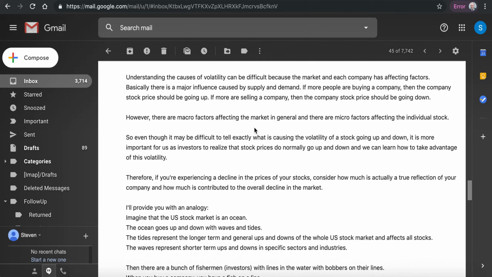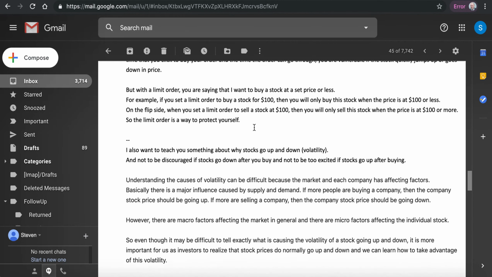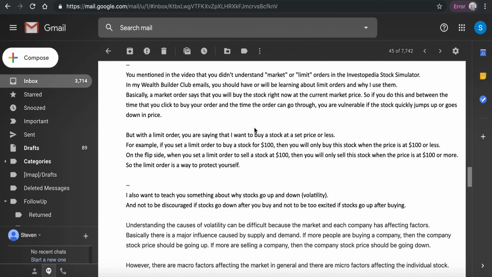He sent me back this long email responding to my comments in it. So you can see here, you mentioned in the video that you didn't understand market or limit orders in the Vistapedia stock simulator, right? And then he talks about the emails that you get when you sign up, even just for the trial, you start getting the emails. And he just explains everything.